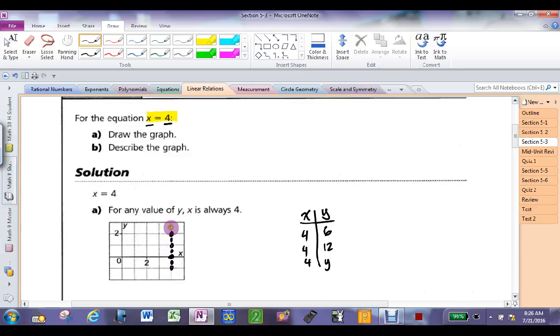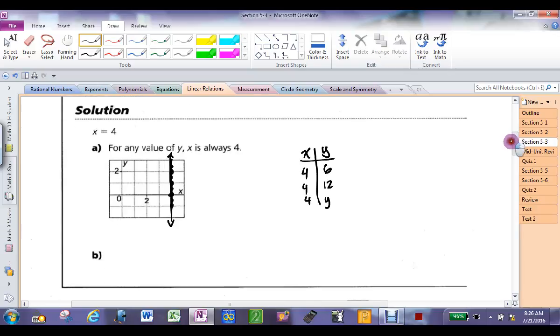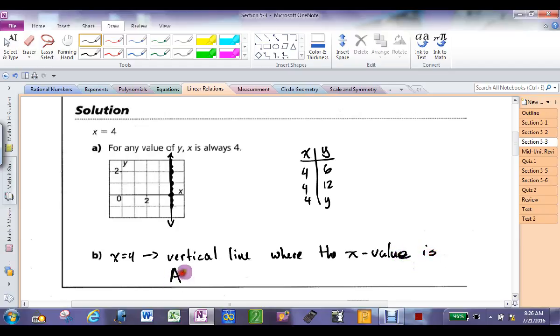What am I building here? A straight line. At what point? Where x equals 4. So when I say describe the graph, x equals 4 gets me a vertical line. A vertical line where the x value is always 4. Now this is counterintuitive, isn't it?